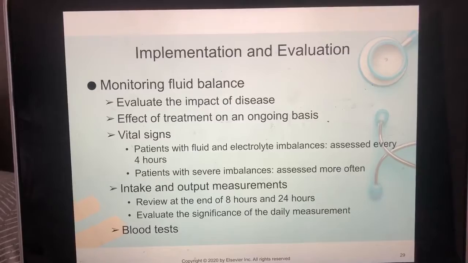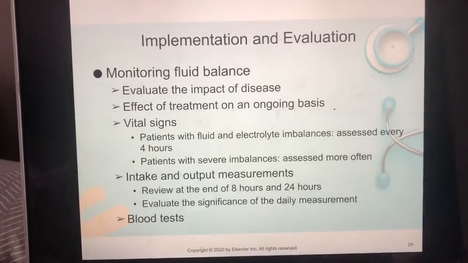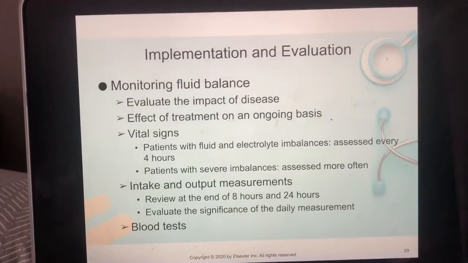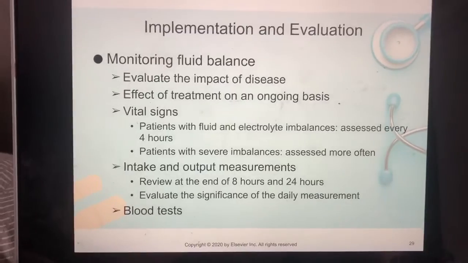So for our evaluation, what is the impact of her disease? How did this affect her daily living or her other chronic conditions? What are her vital signs?